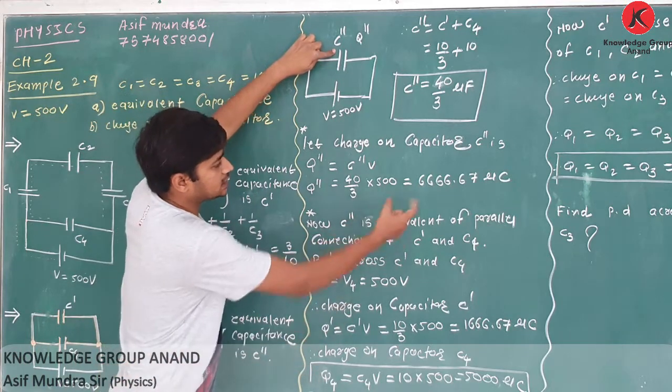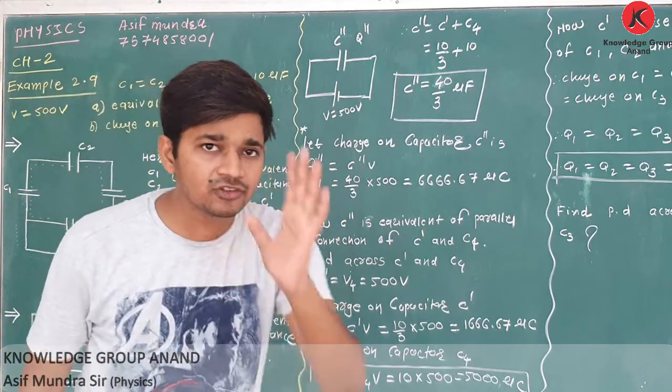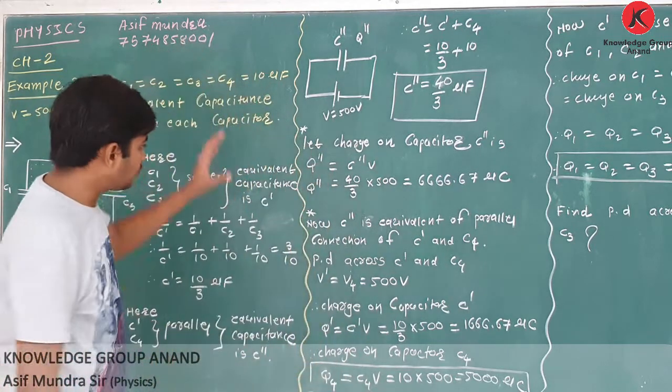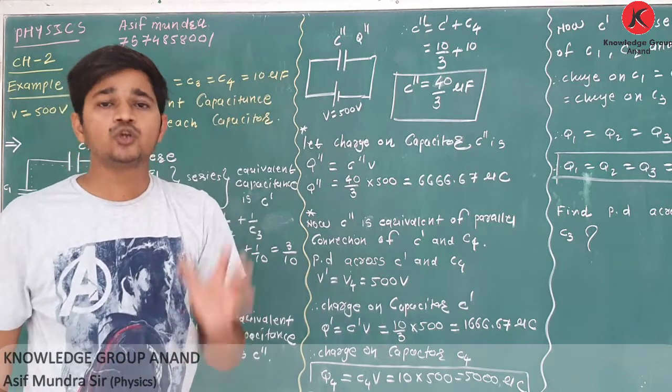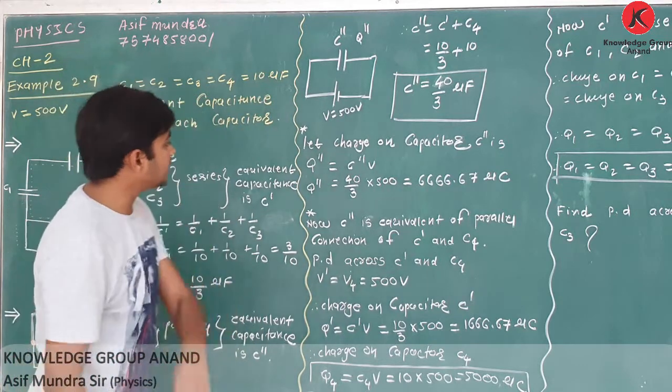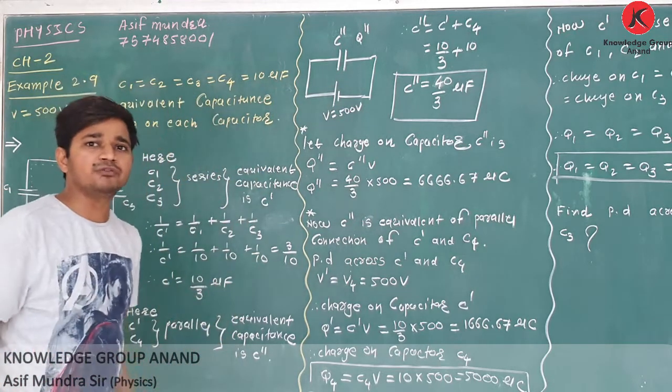It is 6666.67 microcoulomb. Yes, it is not asked, but we will find this to verify our result. See, now as I said, you have to take the reverse path. What is the meaning of reverse path?